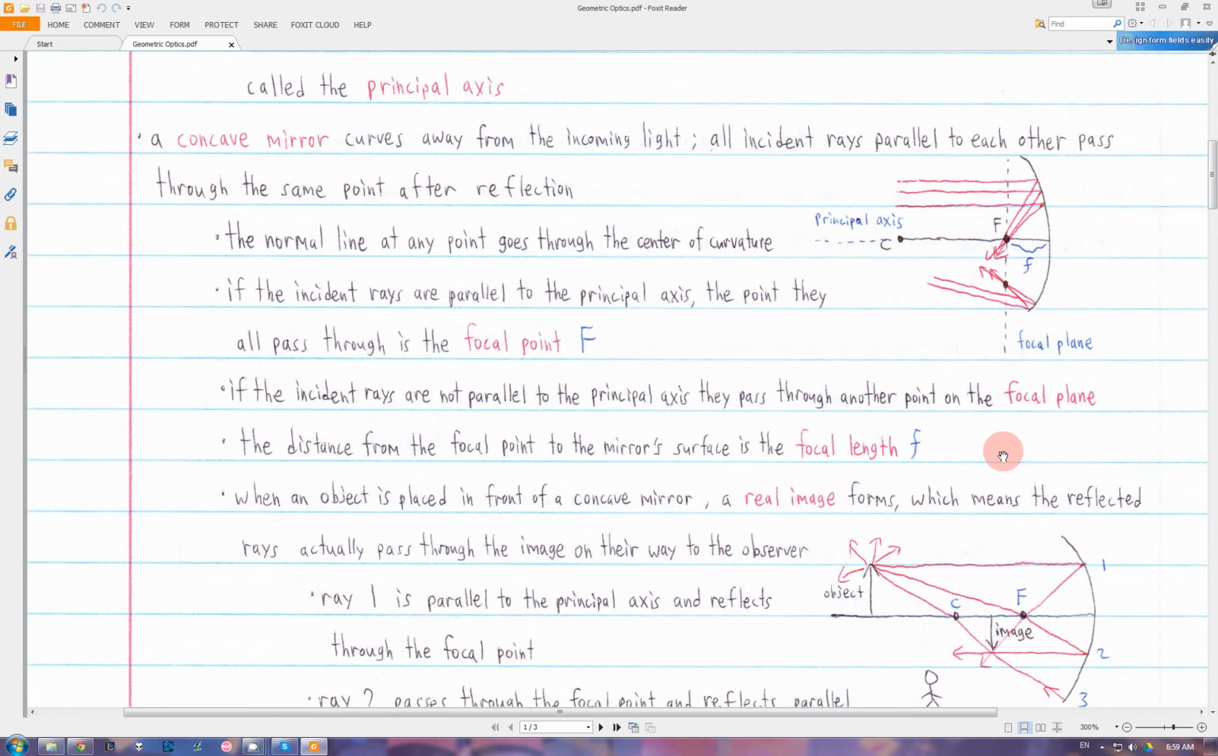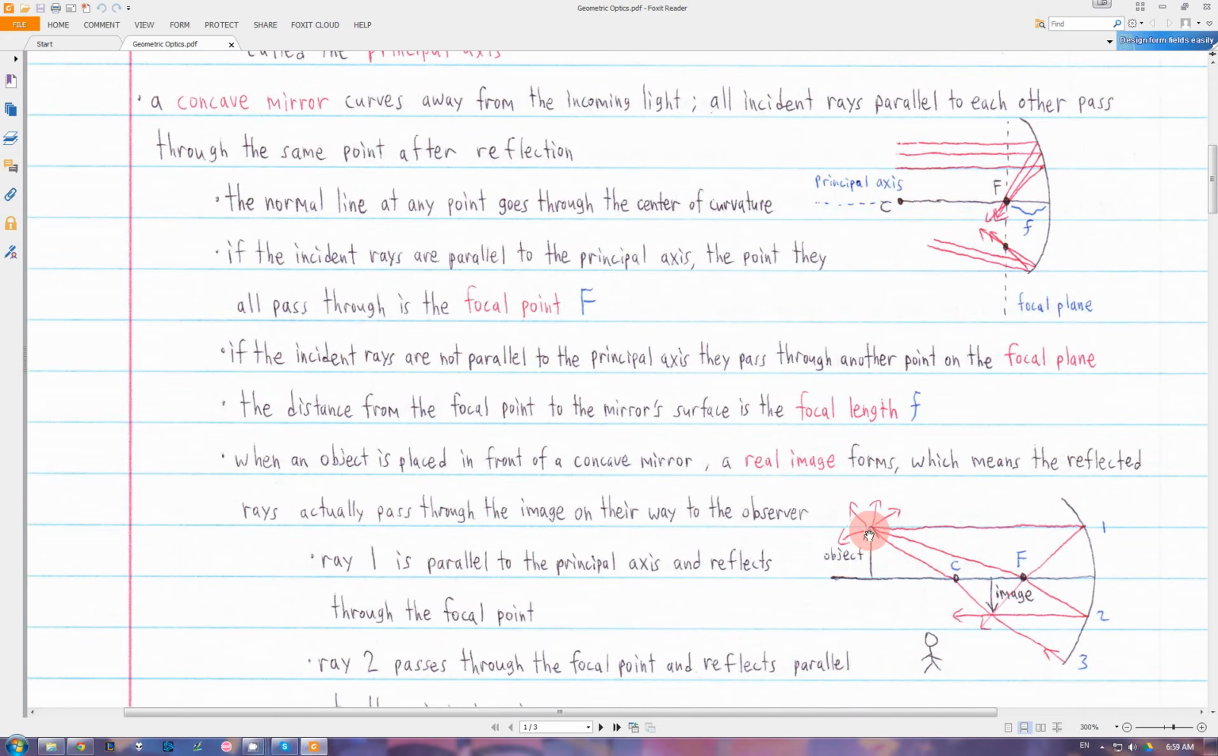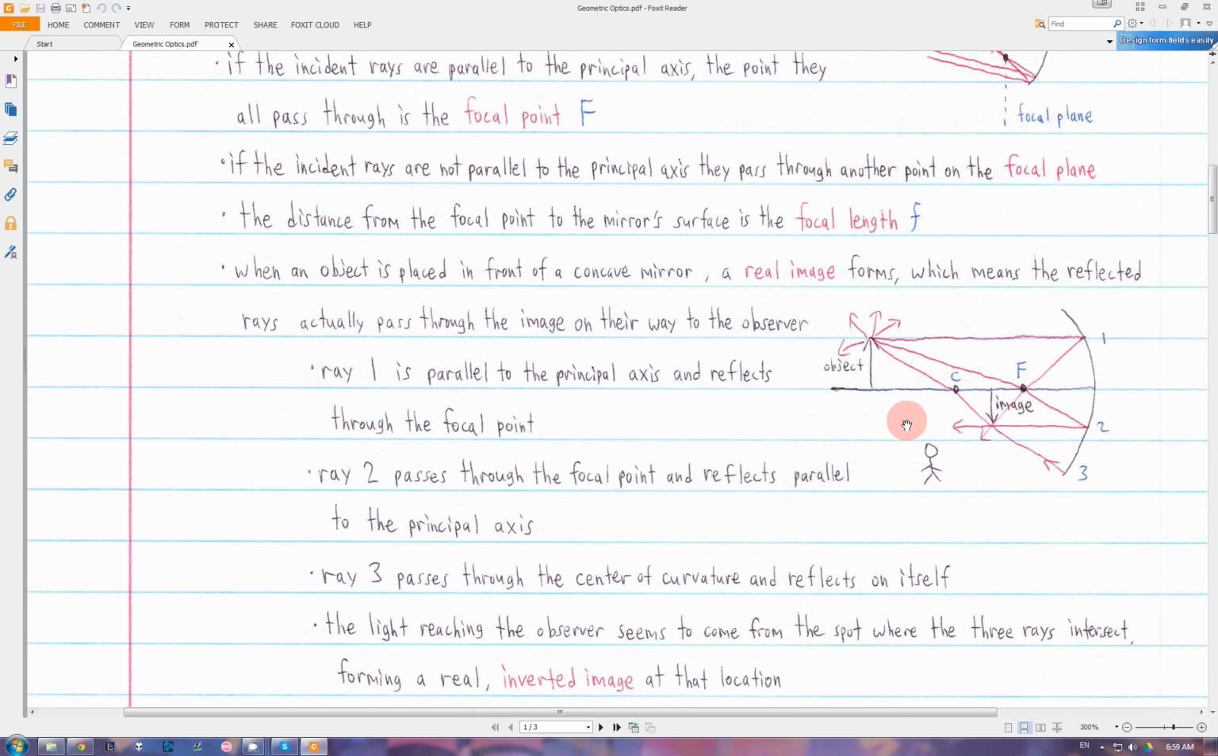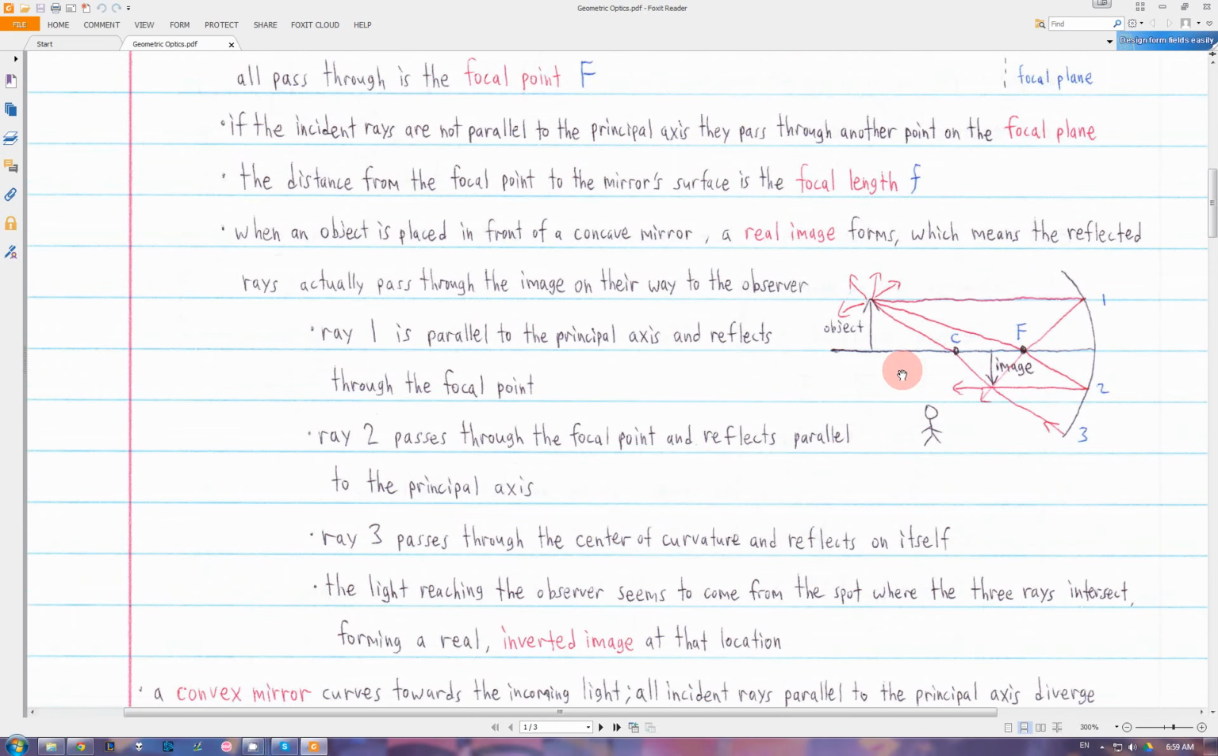So in most cases with the concave mirror, if you put an object in front of it, a real image is going to form. So we're going to look at one example where the object is behind the center of curvature. So when determining where the image will form and what kind of image will form, you're going to be drawing a ray diagram of the mirror. And so there are always a few rays that are very easy to draw, because the object emits light rays in all directions.